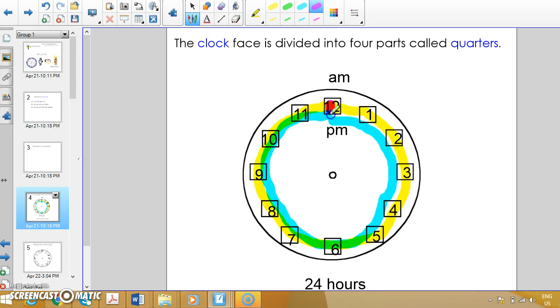And that just means first we split it in half, and then we split it in half again. And then these are our quarters. This is a quarter after, this is a half after, this is 3/4 after, or a quarter to. We'll get to that. But just so you know that clocks are often split up in half and then in 4s.